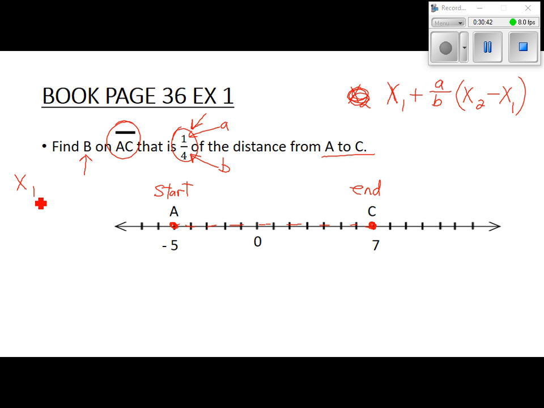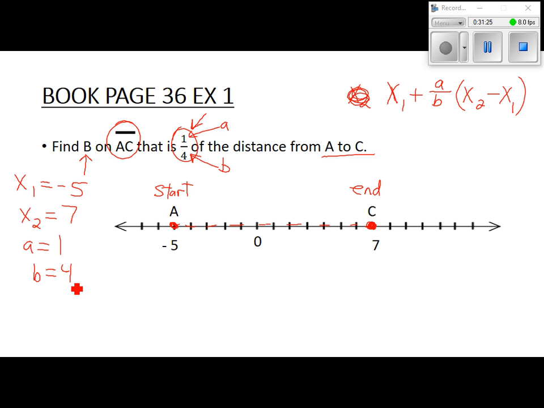What's X1 this time? Negative 5. Does everybody see that? That's where we're starting. What's X2 this time? 7. That's where we're ending, right? And then what's A this time? 1. What's B this time? 4. You're just looking for those four things, and we're going to plug them into that formula. And if you plug them into this formula correctly, your calculator will probably do it all for you. And we'll figure that out here in a second.